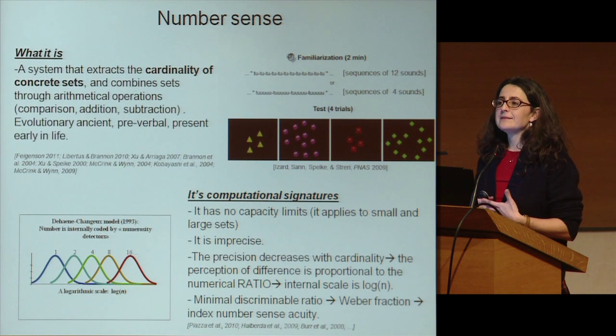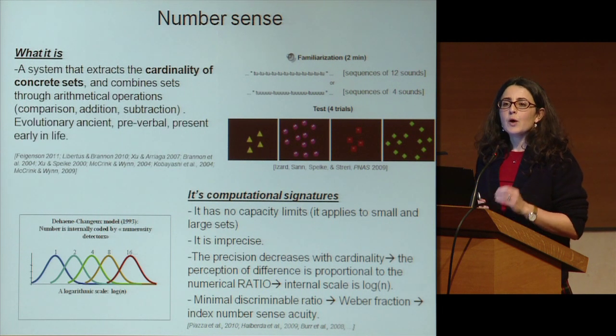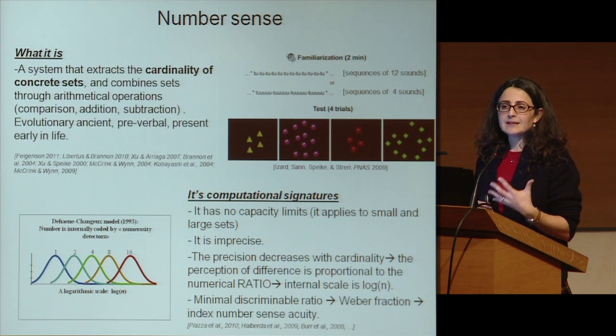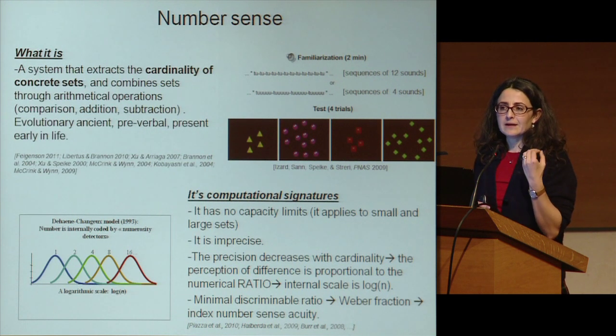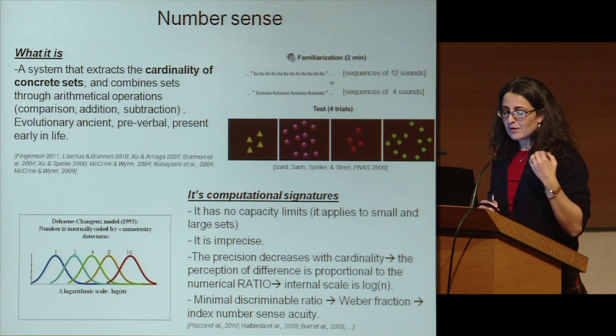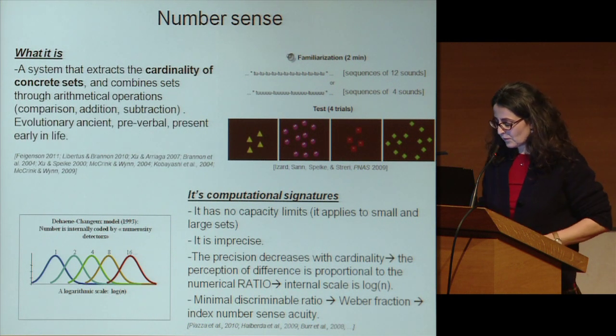And indeed, if we set up an experimental paradigm correctly, we can extract and define the precision of the numerical representation for each individual, such that each individual can be characterized by a single value, the Weber fraction, that is an index of how precise the mental representation of the cardinality of sets is for each and every individual.